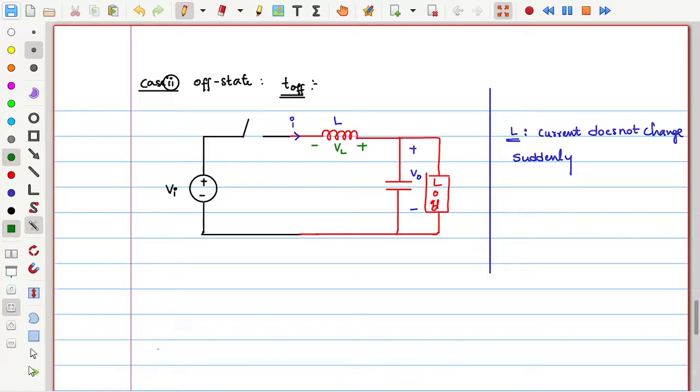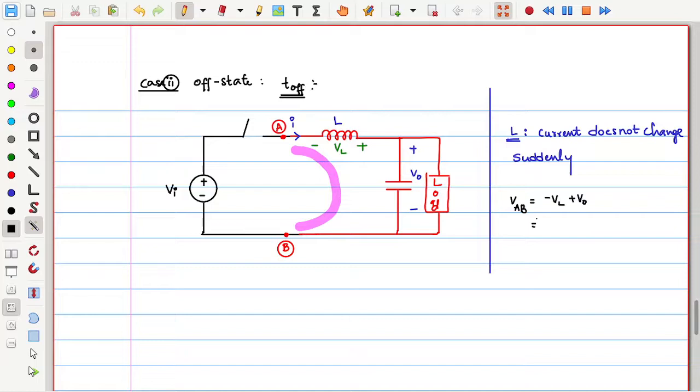Now, as a result of this, see how much voltage is available between, let me say, some point A and some point B. The voltage between A and B, from here to here, is minus VL plus V naught. So let me write here: VAB is equal to minus VL plus V naught.